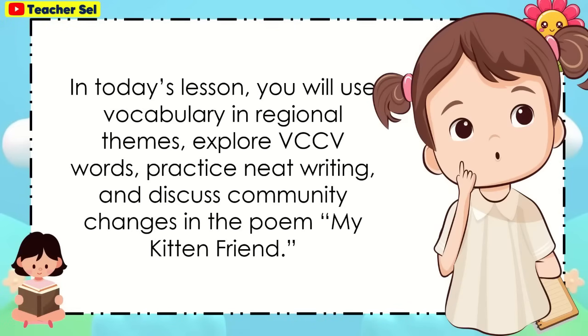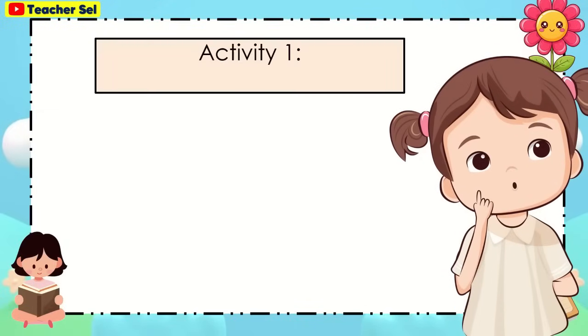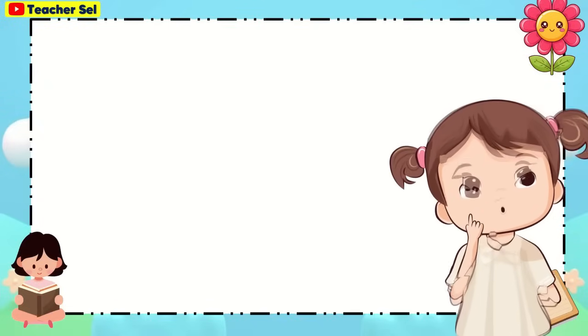In today's lesson, you will use vocabulary in regional themes, explore VCCV words, practice neat writing, and discuss community changes in the poem, My Kitten Friend. Let's have Activity 1, Word Hunt, Sight Words. Before reading the poem My Kitten Friend aloud, let us play Word Hunt. Look for the following words in the poem.